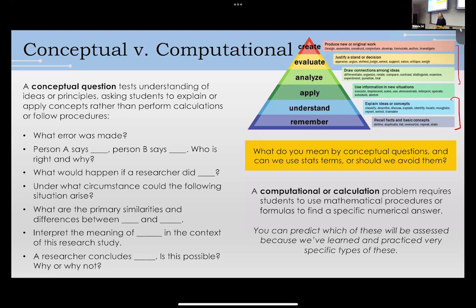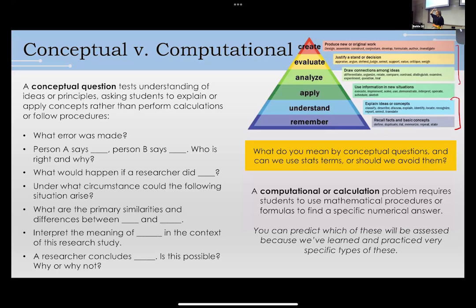You know, I love my compare and contrast questions. We do them in class. A lot of interpret, which we'll talk about that word in a second. A researcher finds this. Can they be right? Why or why not? Under what circumstance could this be true? Right? You find this. When is that possible? So this is what I mean by a conceptual question.